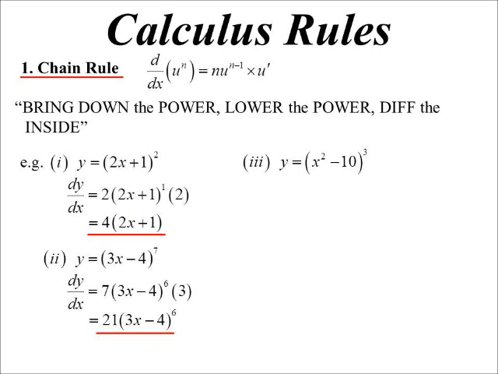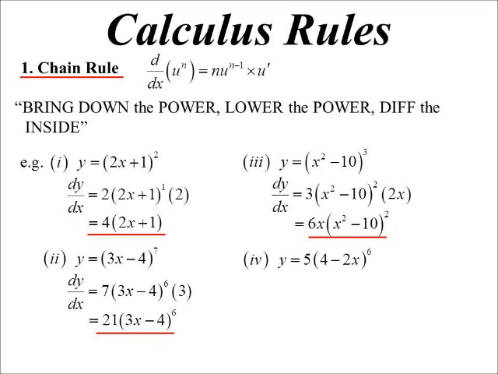Okay. (x squared minus 10) all cubed. Bring down the power, lower the power, diff the inside. In this case, the inside, differentiate it, we get 2x. 3 times 2x, 6x. Doesn't matter if there's a number out the front. This time when I bring down the power, I'm going to go 6 times 5. So we'll get 30. Lower the power, 5, diff the inside, negative 2, negative 60.